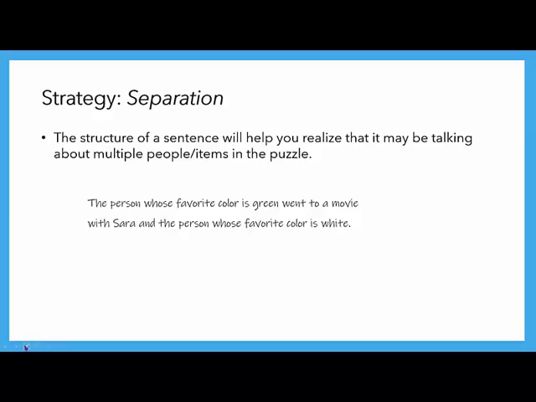Well, let's start it off with the beginning here. We have the person whose favorite color is green. That is definitely a single person. They went to a movie with someone. So who did they go to the movie with? Sarah, right? Those are two different people. And then we have the word and. So the and is telling us that we have a third person here, and that person is the person whose favorite color is white. So just use that sentence structure to realize that those are three separate things, which means that Sarah can't be the green, Sarah can't be the white.